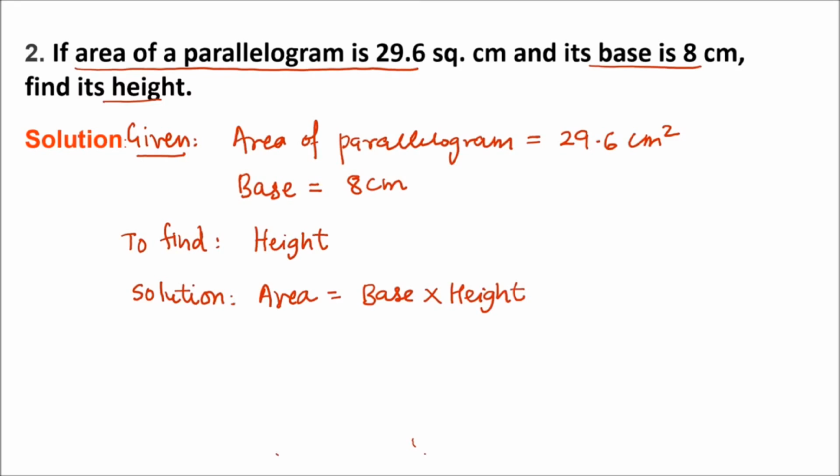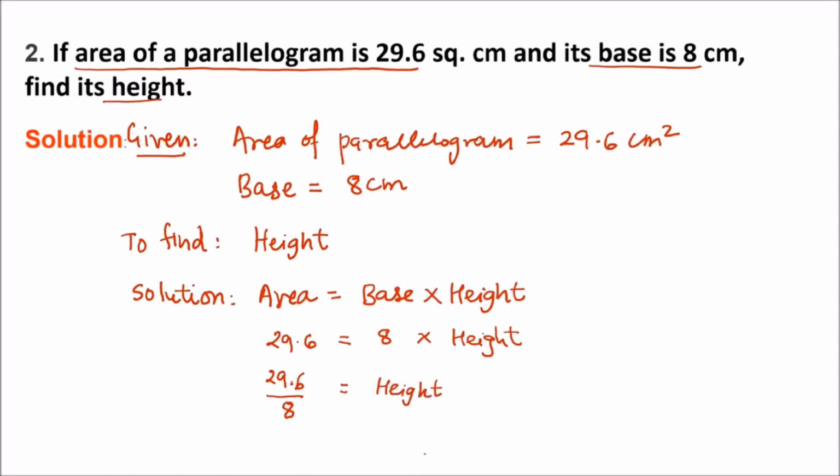Now at the place of area, we will write 29.6 equals base, it is 8 centimeter, into height. Height is unknown, so we'll copy it as it is. Now to solve it further, we have to shift this 8 to the other side, and you can see that 8 is in the form of multiplication, and the opposite of multiplication is division. So if I shift 8 to that side of equal to, we will get 29.6 divided by 8 equals height.